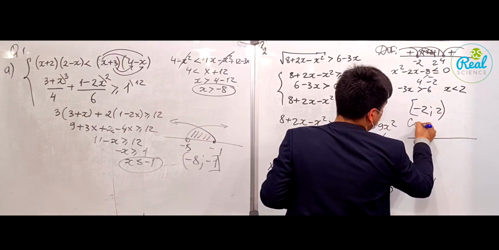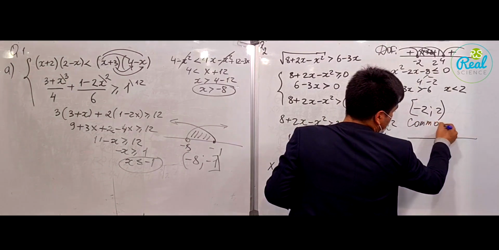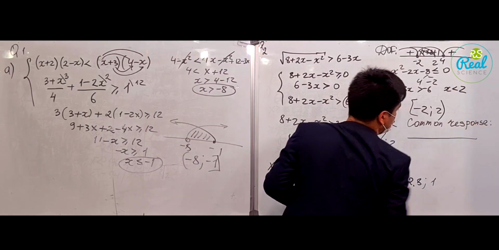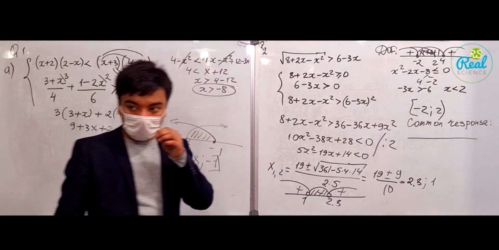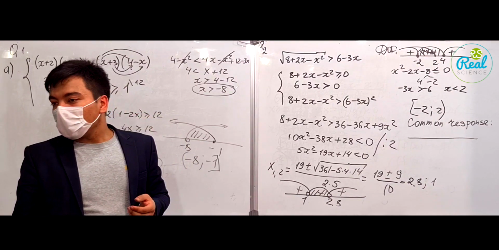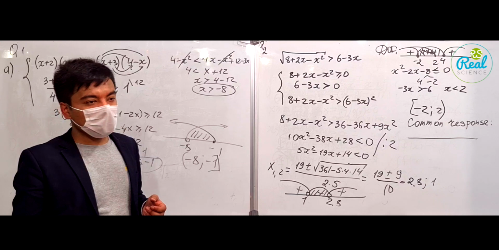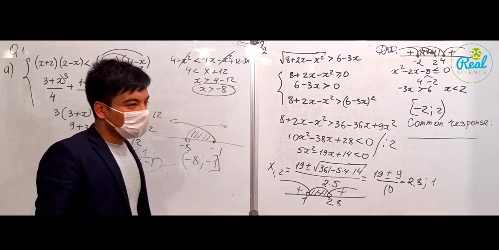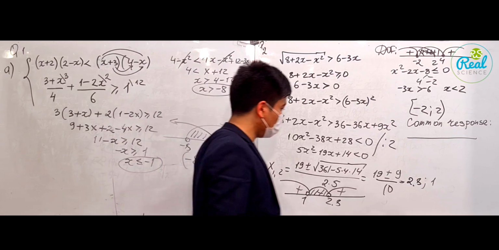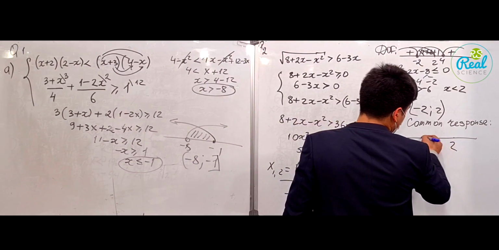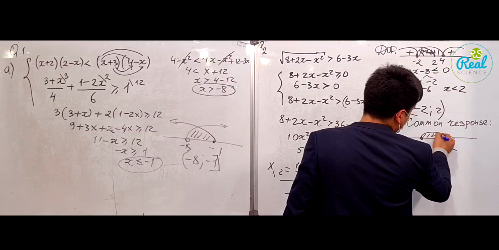Let's find the common response. What does it mean, common response, students? Common answer. Okay? So, minus 2 and 2, it was just the domain between them.